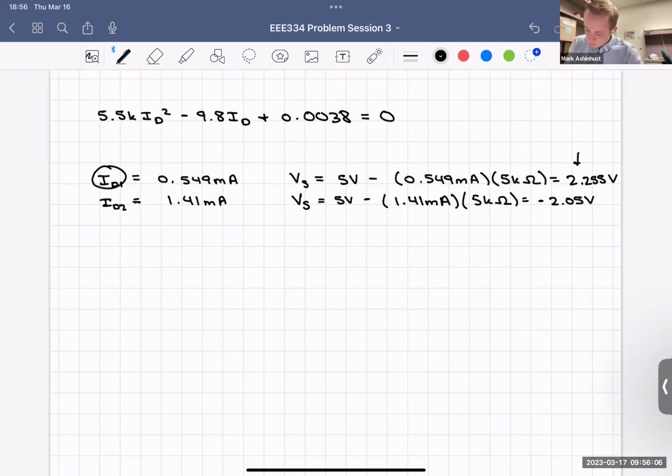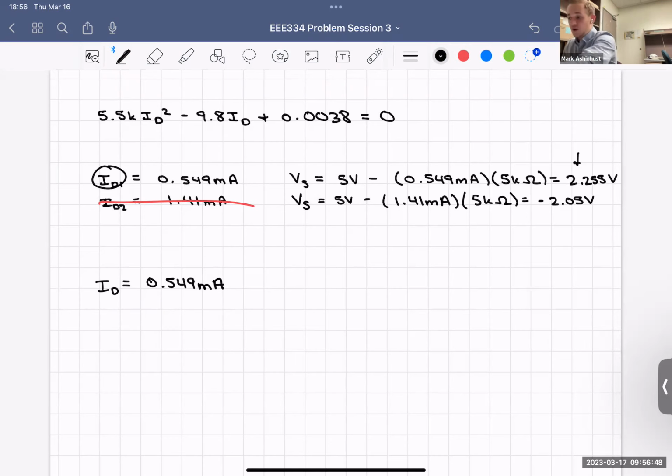VSG must be, we need VSG to be greater than the absolute value of VTP. Well, VT is 0.6. So if VSG is negative 2.05, negative 2.05 is clearly less than 0.6. So it needs to be greater than. That means this 1.41 milliamps is not correct. So we know what ID is. ID equals 0.549 milliamps.